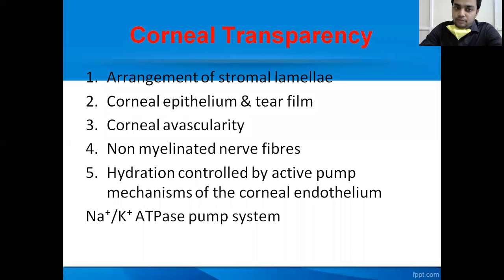So as I said, there are no blood vessels, and whatever nerve fibers are there are non-myelinated. The corneal tight junctions in the corneal epithelium, hypertonic nature of the tear film, regular arrangement of the stromal lamellae, and hydration controlled by the endothelium by the active pump mechanism. That is the sodium potassium ATPase pump mechanism, which helps in preventing the influx of fluid into the corneal stroma. So these are the 5 points which are important to maintain the corneal transparency.